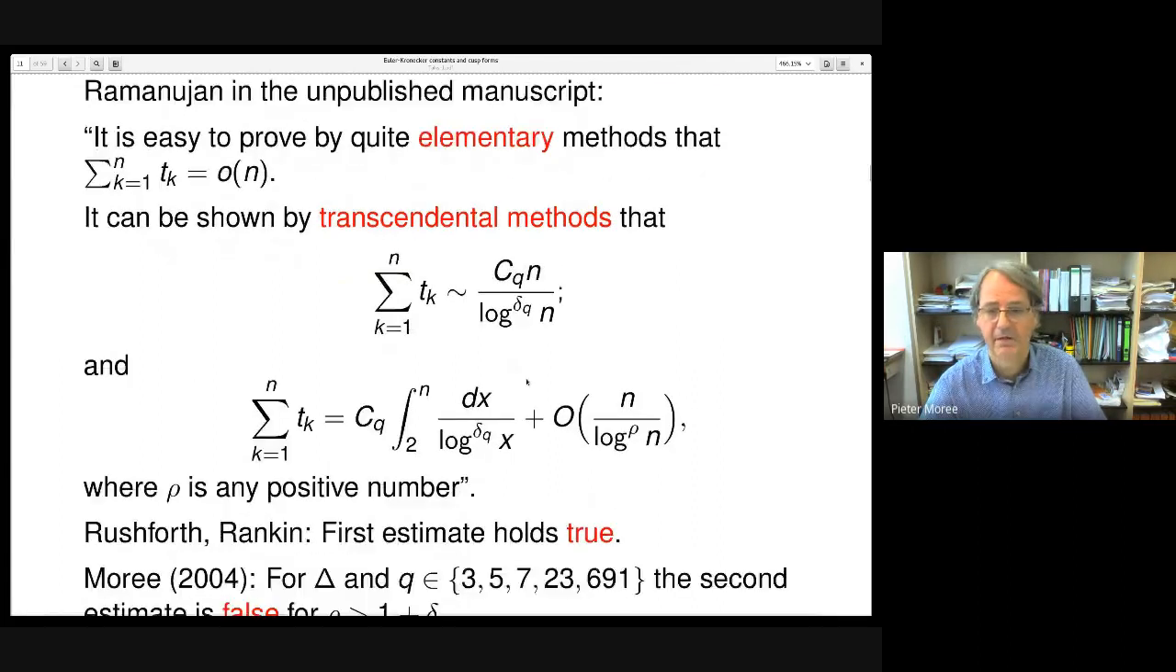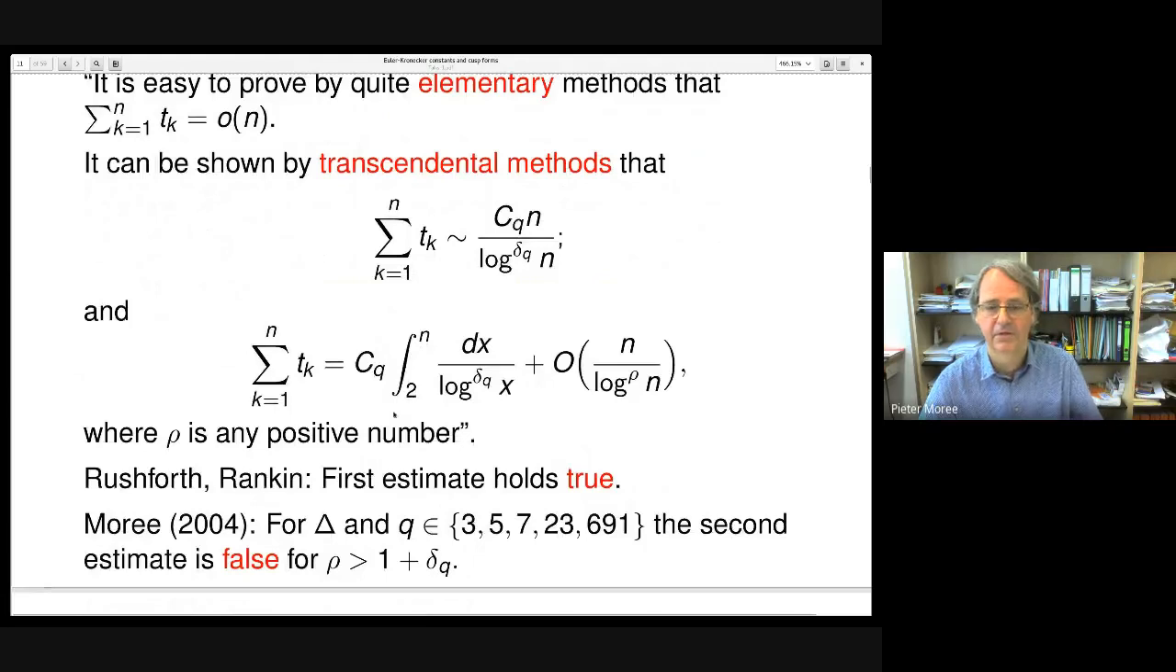And then he went beyond the asymptotic. He wrote down his favorite integral type of expression, and he claimed that there is a very small error term. So this looks very similar to the sum of two squares thing. And what is this delta q? For every q, this is some rational number that he explicitly gave. So for 691, for example, it's 1 over 690, and for 5, for example, it's a half. That's also understood now, of course, what delta q is.